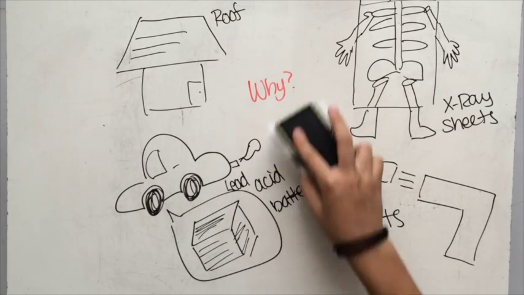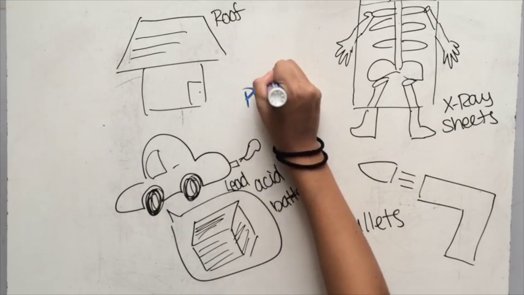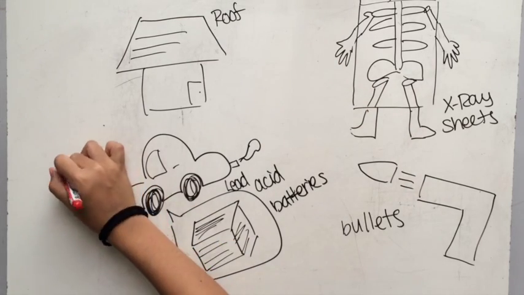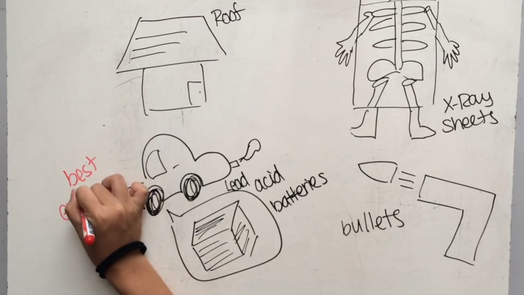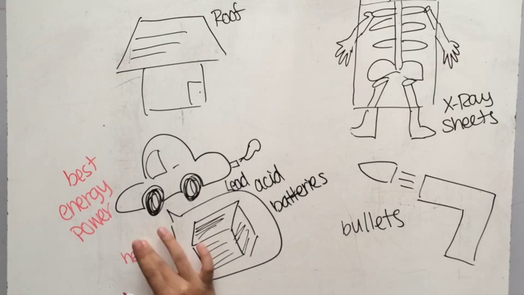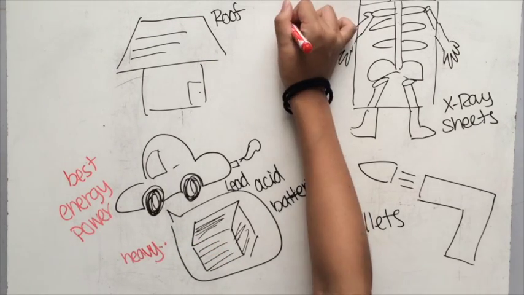Why is lead used for these products? Lead has a lot of properties that make it special to use. It has the best energy power in lead-acid batteries, and these lead-acid batteries are used for cars, boats, and other public transportations. However, lead is heavy, so it makes the batteries heavy also.